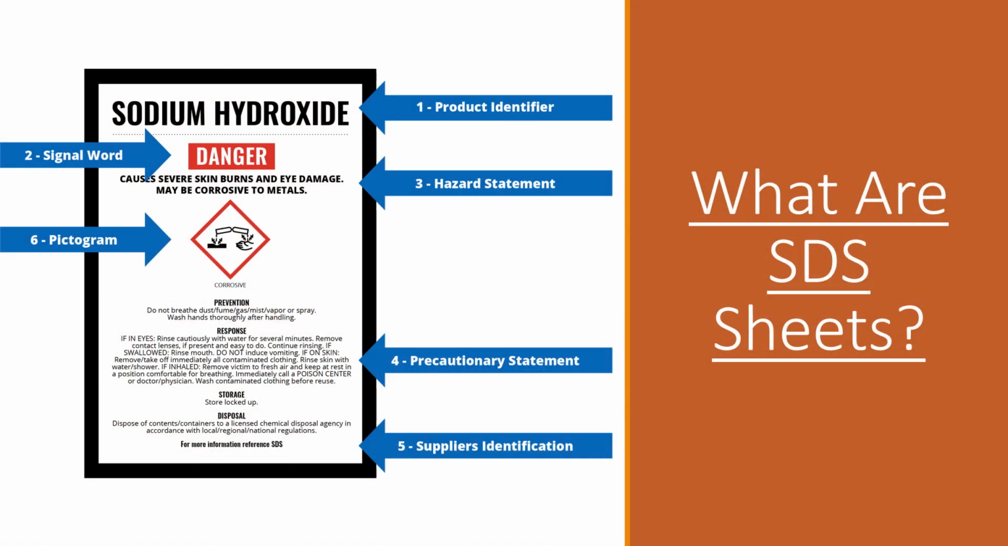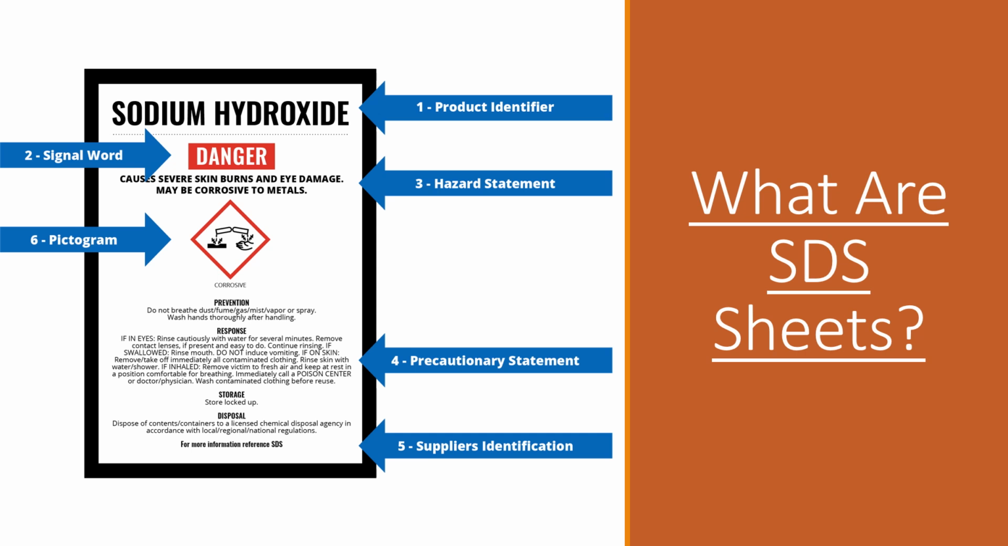What is a safety data sheet? An SDS provides crucial information on chemicals, including hazards, safe handling procedures, and emergency measures. This information is vital for anyone handling chemicals and for supervisors overseeing their use.